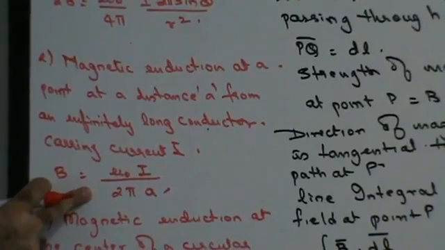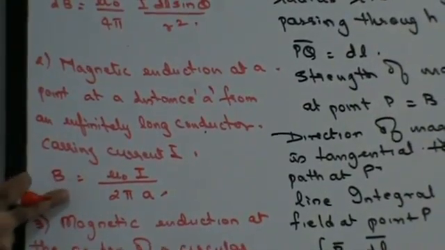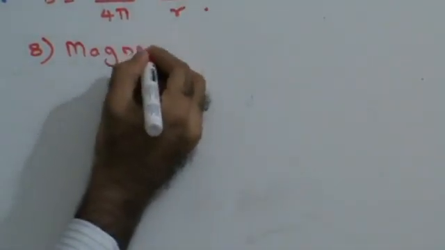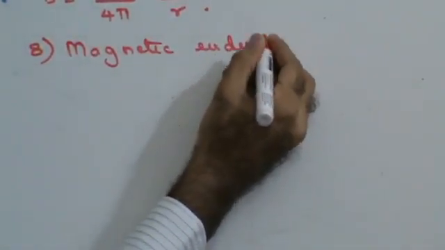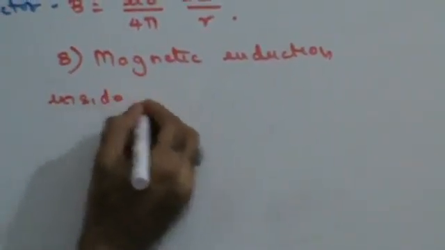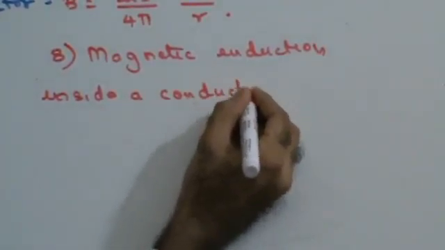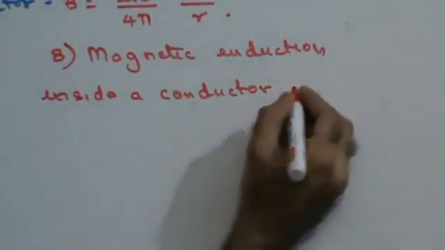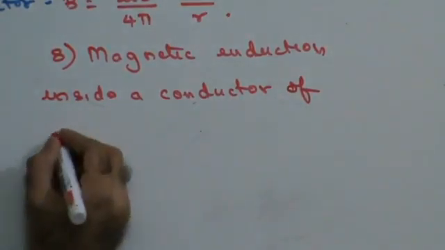Right? Now I could similarly use the Ampere law and derive all the three laws that we've already studied. Let's try to find out the magnetic induction inside a conductor of infinite length carrying current. Let's try to derive one more law. Magnetic induction inside a conductor of infinite length carrying current.